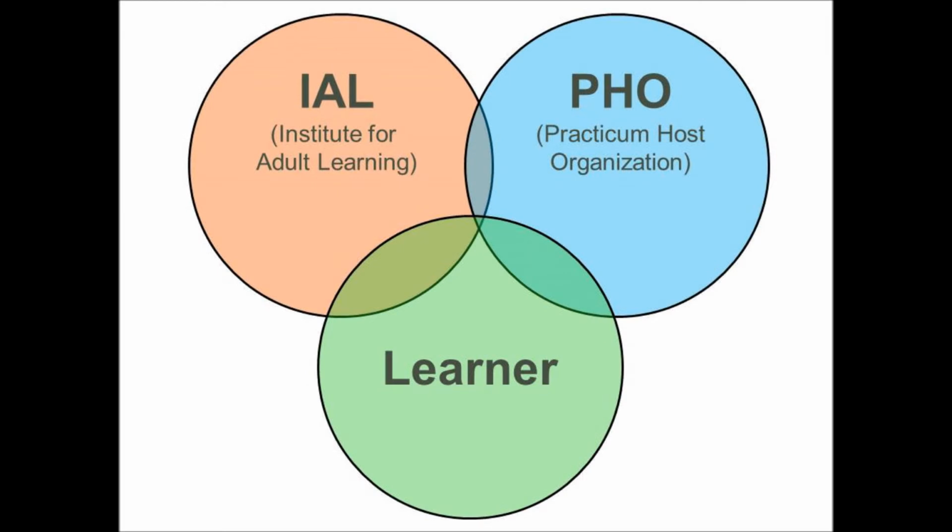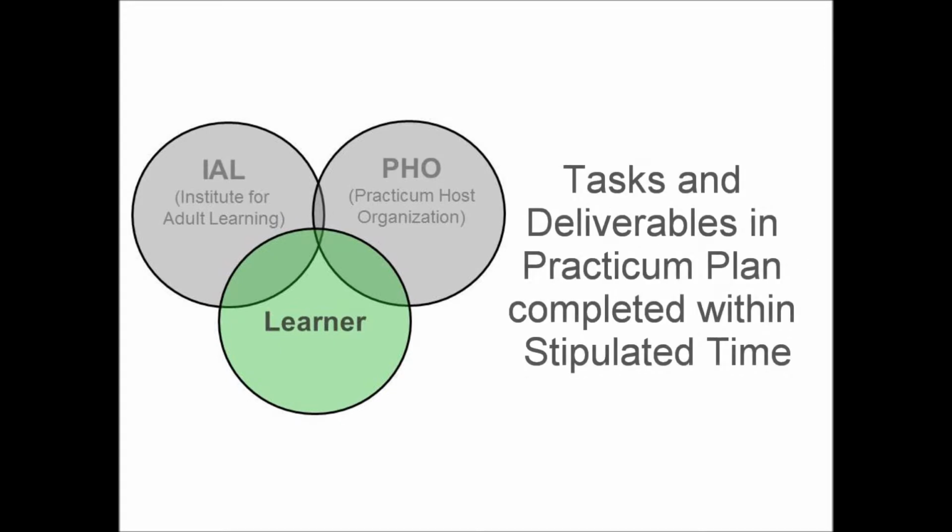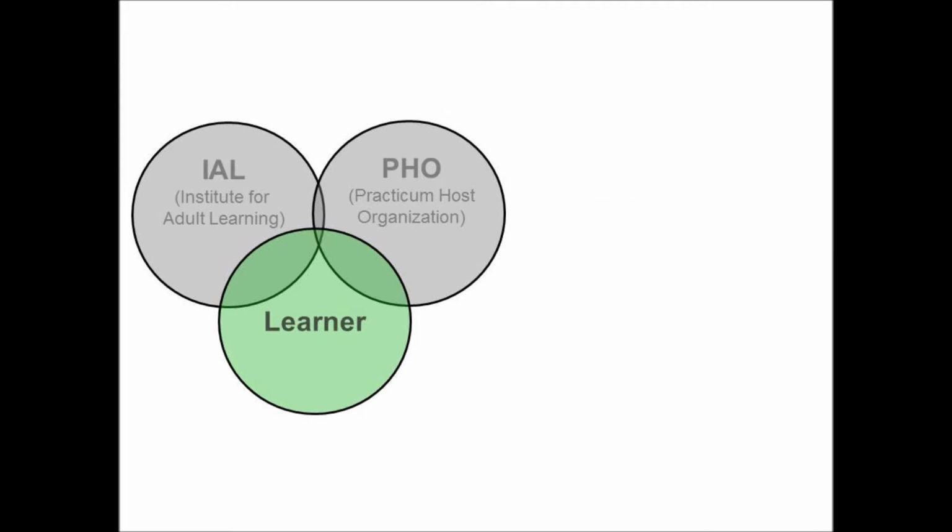Essentially, there are three parties involved in a practicum. They are the learner, the IL practicum supervisor, and the practicum host coordinator. The first and the most important party is the learner. The learner needs to draft out a practicum plan and ensure that all the tasks and deliverables stated in the plan are completed within the stipulated time.